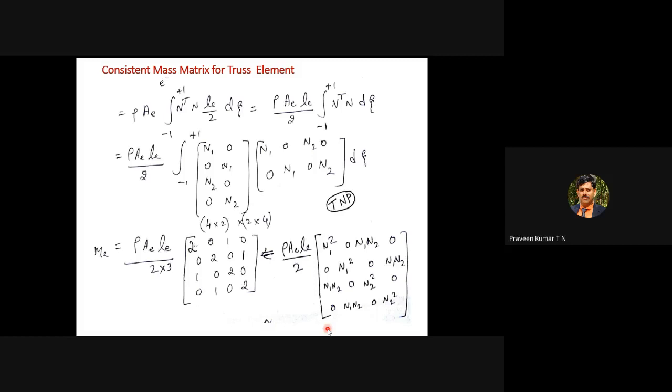The derivation of the consistent mass matrix for the truss element is in the syllabus, but there is no need to solve problems on the truss element as per your syllabus. You have to solve problems on the bar element as well as the beam element. Already you have solved one problem from each element. Those notes will be shared shortly with you.